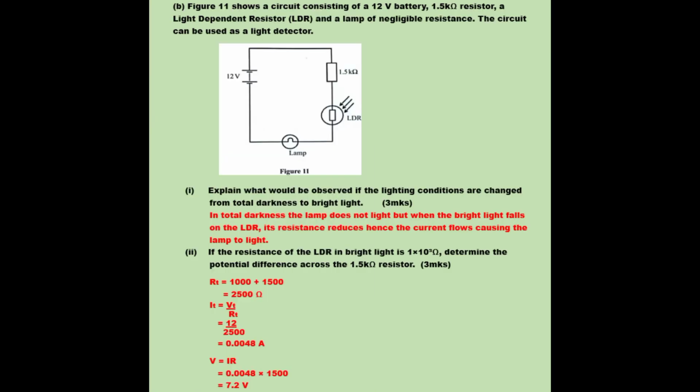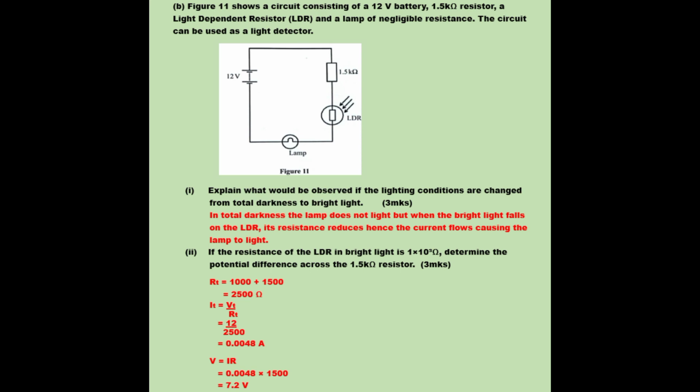Explain what would be observed if the lighting conditions are changed from total darkness to bright light. There's a keyword. It means in total darkness, the lamp does not light, but when the bright light falls on the LDR, its resistance reduces. Hence, the current flows, causing the lamp to light.